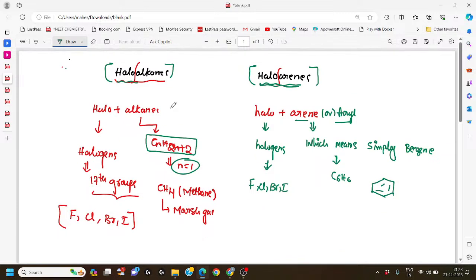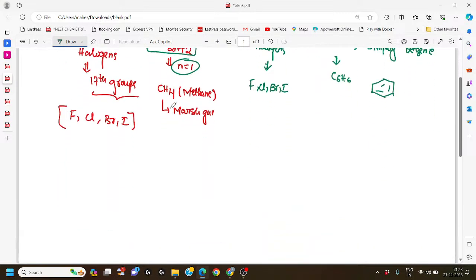Now let us try to understand the next concept. Let us take an example here. Haloalkanes are produced by the replacement of one hydrogen of hydrocarbons by halogens.